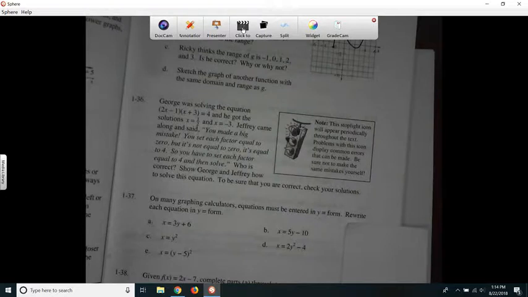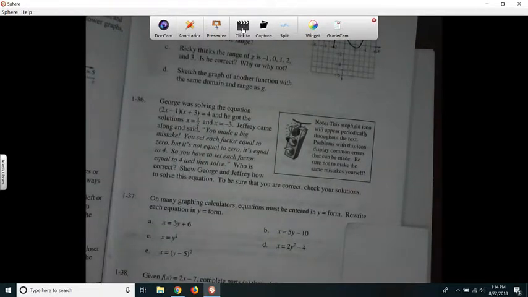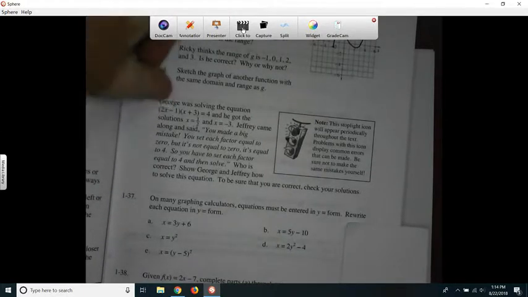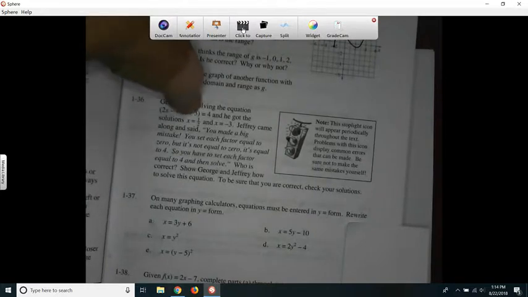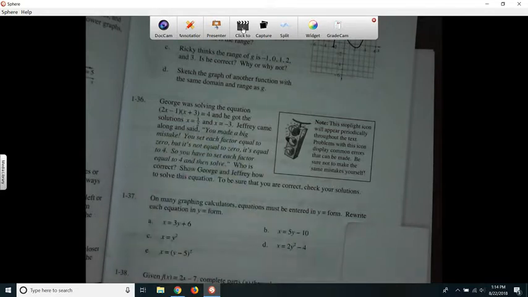Be sure that you are correct. To be sure that you're correct, check your solutions. I have a feeling if I check these two solutions and put them back in here, they're not going to work. Right? Because if I said 1/2 of 2 is 1 minus 1, well, that makes 0 right here, and that would 0 that out, and that's not equal to 4. So I know whoever did this one, that one's not right.